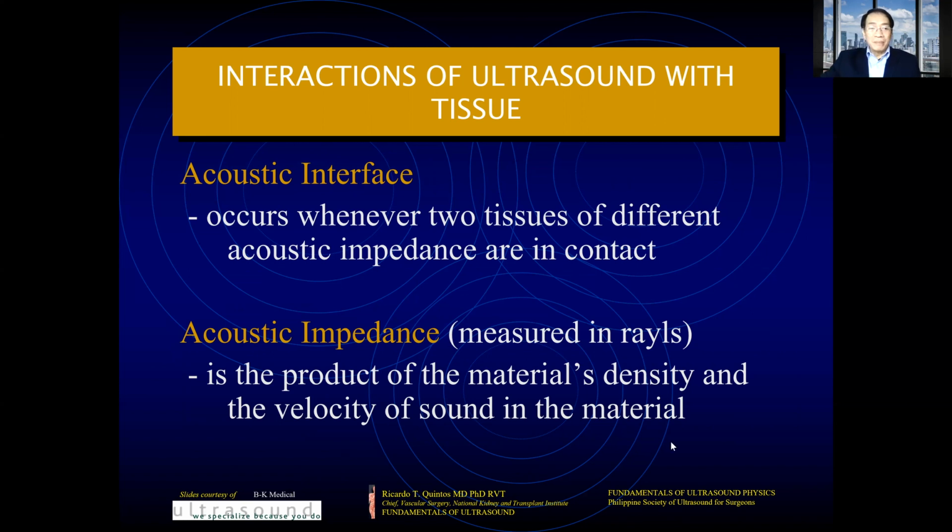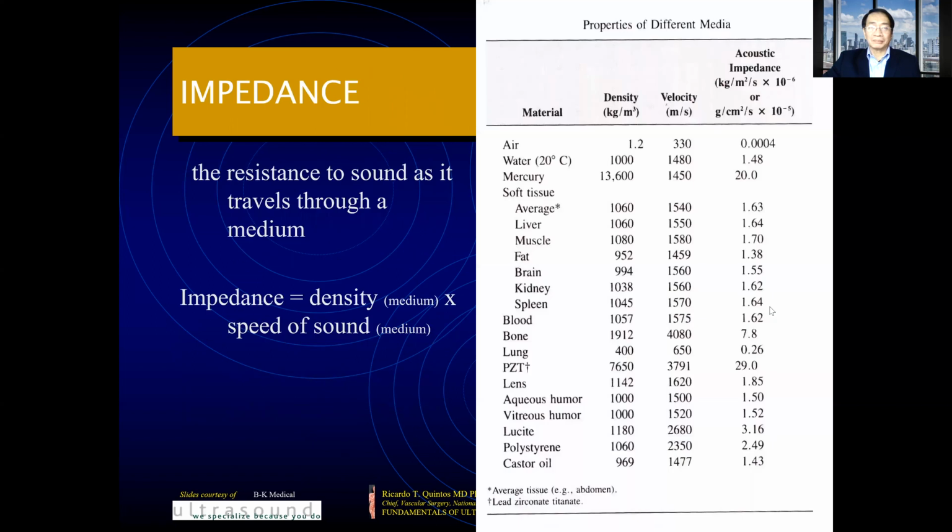Acoustic impedance is basically the product of the material's density and the velocity of sound in the material. It is also a measure of just how much resistance there is to the propagation of sound in that material medium. Here now is a table of the properties of the different media in the body and also in the environment.